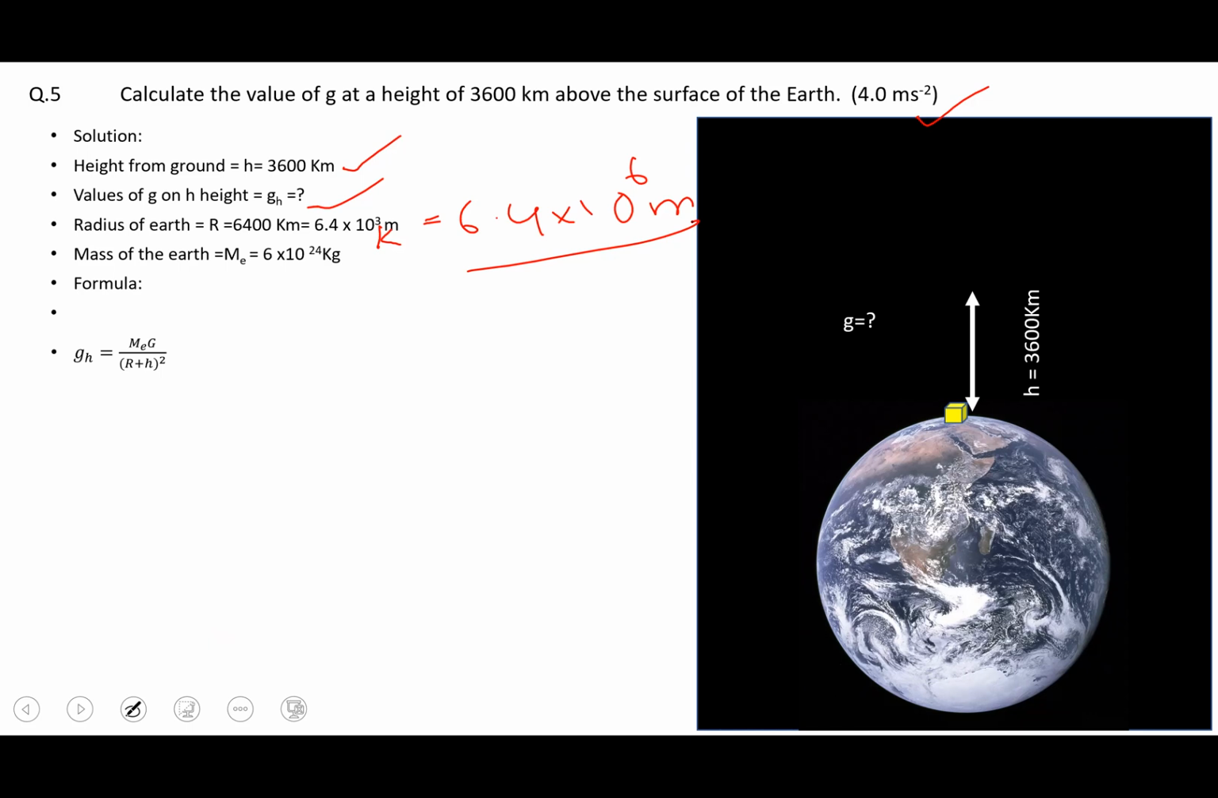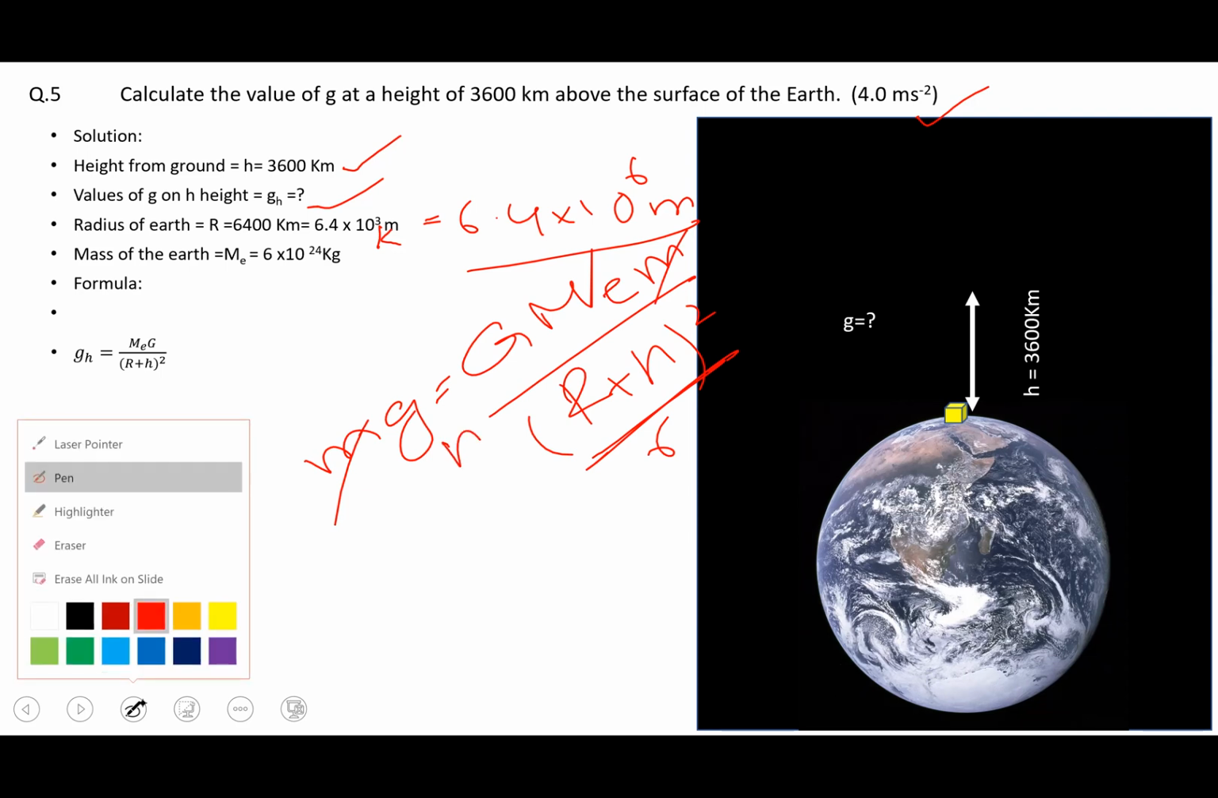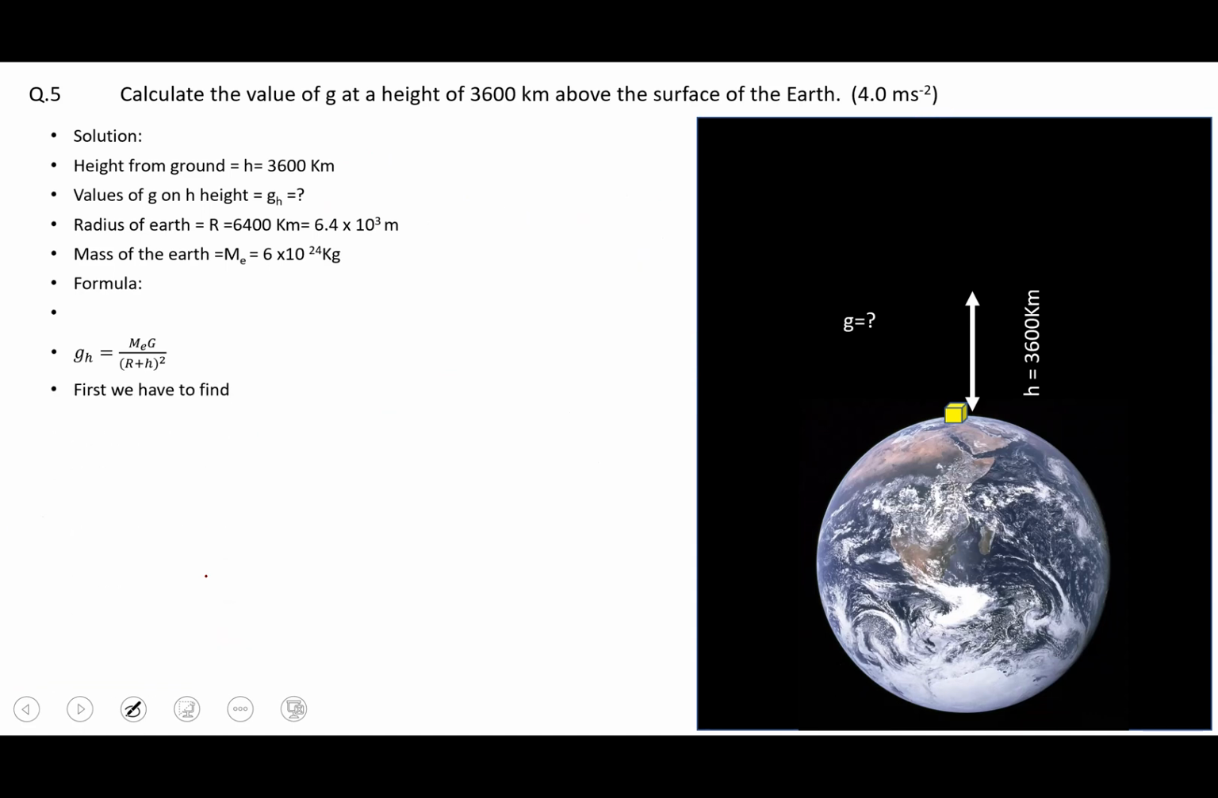Again, the formula is the same. The gravitational force is equal to G M e into m divided by (R plus h) whole squared, where R plus h, the height from the center, is the small r. So this m and this m basically cancel out. The value of g_h is G M e over (R plus h) whole squared. Now let us put the values.